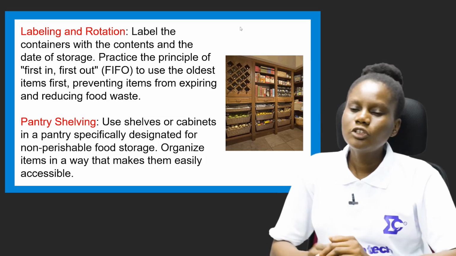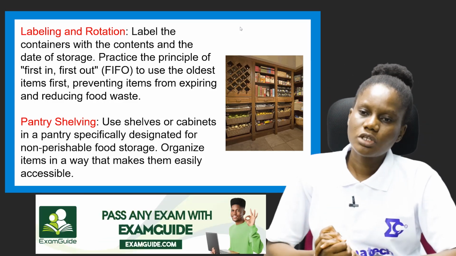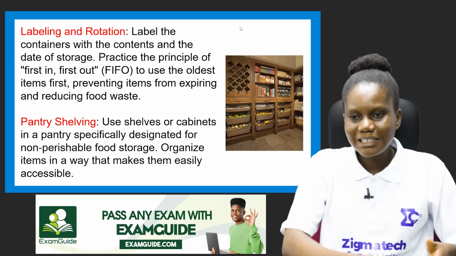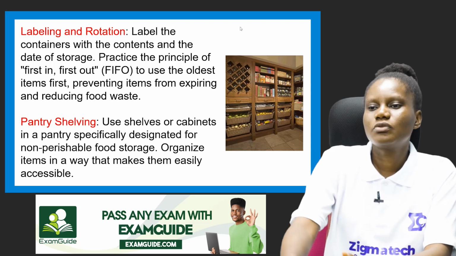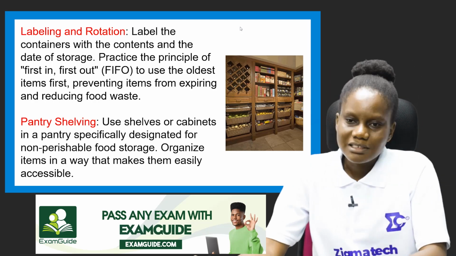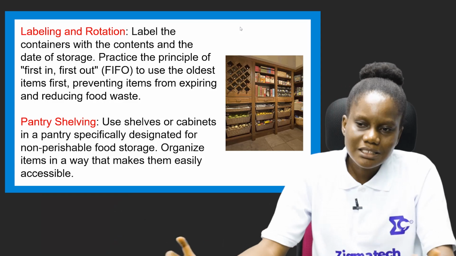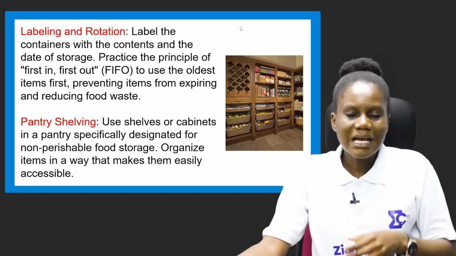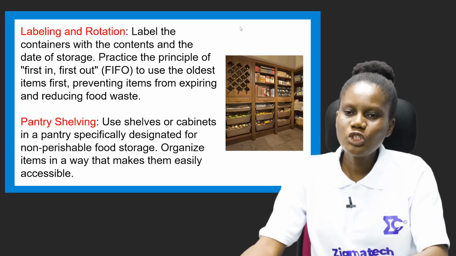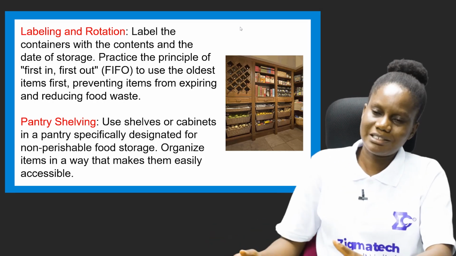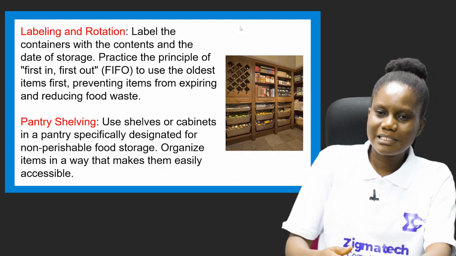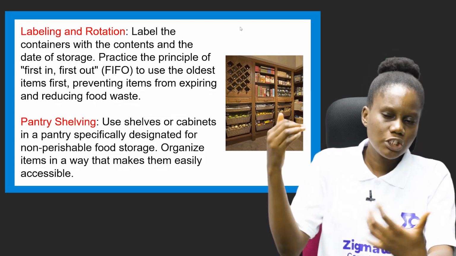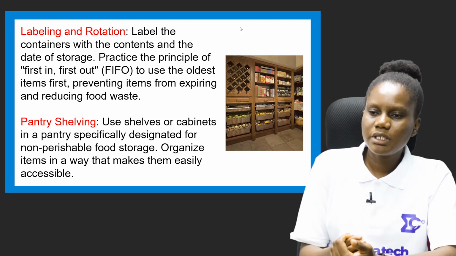Then the next is pantry shelving. Pantry shelving, that is, to use shelves or cabinets in a pantry specifically designated for non-perishable food storage. Organize items in a way that makes them easily accessible. You understand? Organize them in a way that you can easily access them. You don't need to go through much struggle before you access such food. So organize them in a way. It's a way of also storing your food, of preserving your food, preserving its nutrients, and also extending its shelf life.